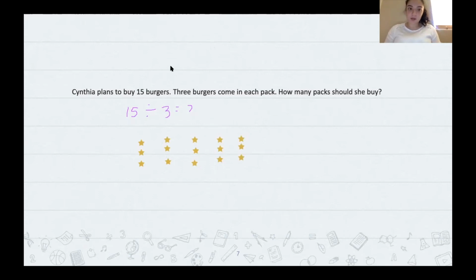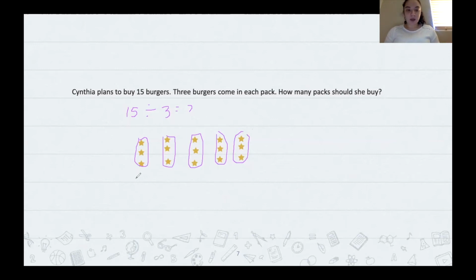So let's find out how many groups, how many packs that we need to buy. So we have 1, 2, 3, 4, and 5. So use your counters to divide those up so you can see the groups. That's what you can do, is it gives you a visual so you can use your hands to move your pieces to see how many groups you have.